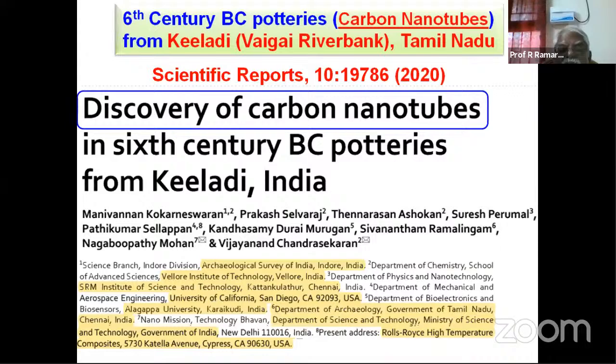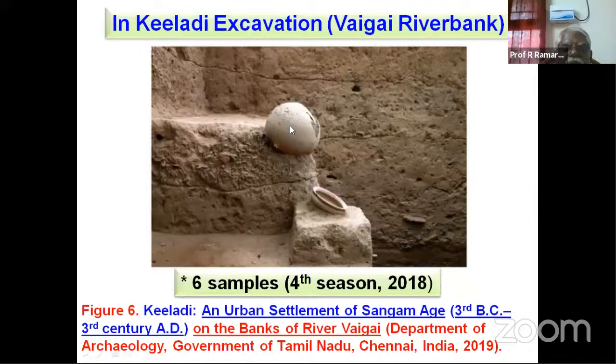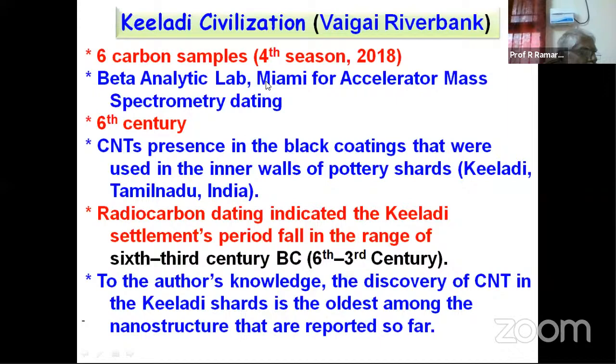At Keeladi they got a lot of pottery parts. Six samples were received and researched, particularly by scientists from BIT, SRM, one from abroad, and the Department of Science and Technology. They took six carbon samples and sent them to the Beta Analytical Lab in Miami. They identified the 6th century BC material, and the carbon material was found to be carbon nanotube.